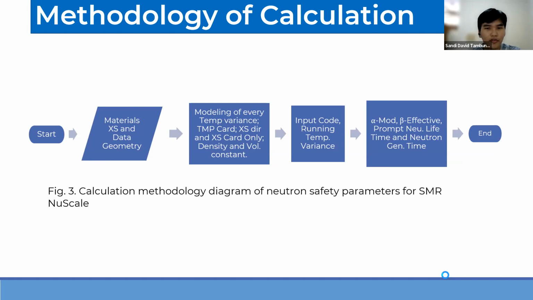For MCNP, the fuel assembly of NuScale should first be characterized into fuel pin cells, voids, and instrumentation tubes in a cubic lattice cell. After that, the input code is made for MCNP and run, and then the values obtained are used to find alpha mode, beta effective, neutron lifetime and neutron generation time.